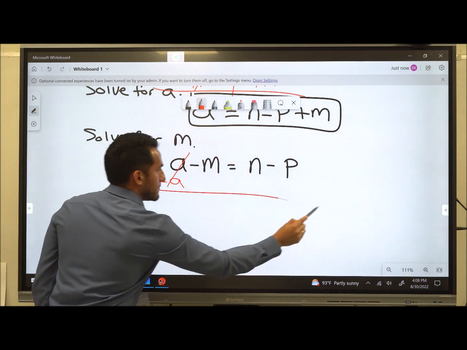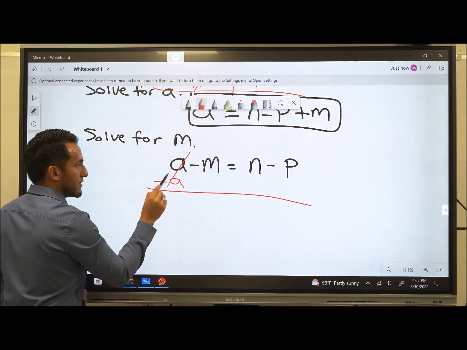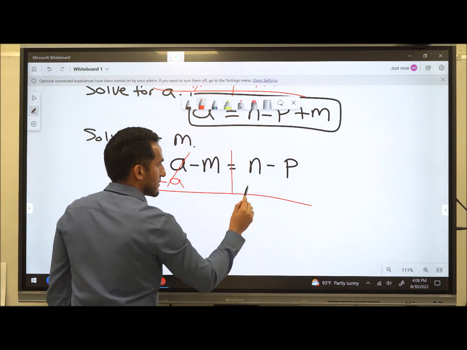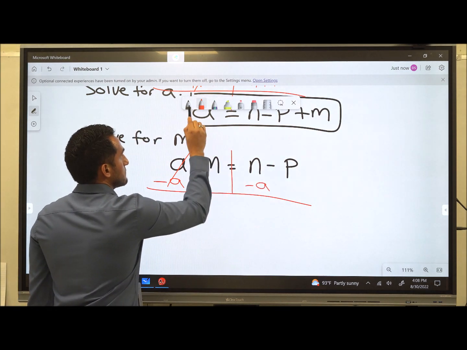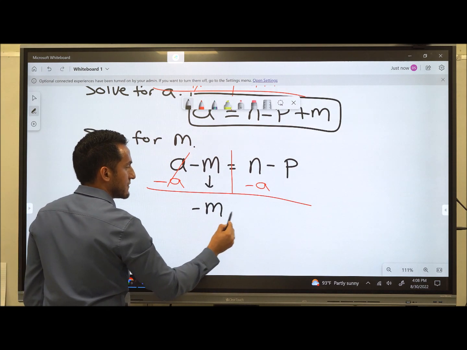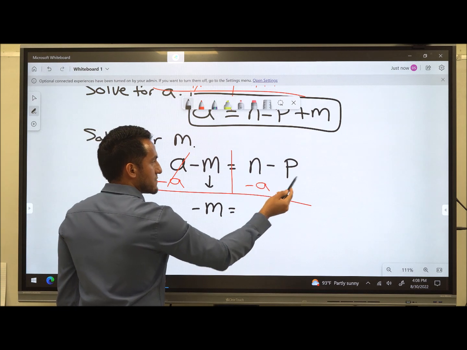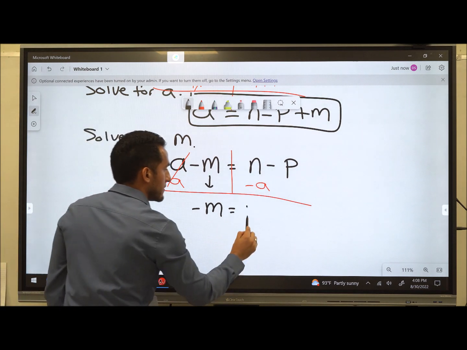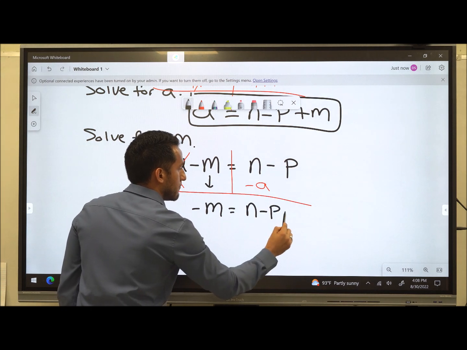These will cancel out. Remember, there's an imaginary 1. 1A minus 1A is 0A. So on this side, we have to do the same thing, minus A. So we bring down this negative M, and then N minus P minus A. We don't know what that is, so we're just going to write it the way we see it: N minus P minus A.